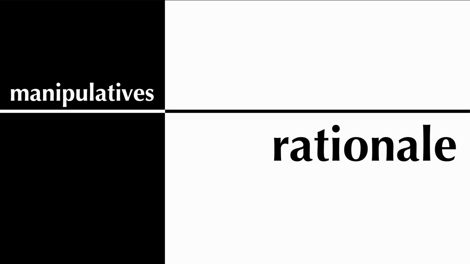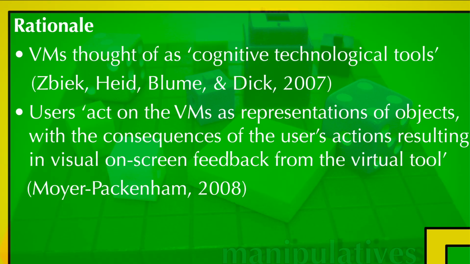Based on a couple of concepts that we already talked about, let's talk about the rationale for manipulatives. I talked a little bit about this in the definition. Virtual manipulatives are thought of as cognitive technological tools, so they help to develop cognition through the manipulatives. Users, normally students as you'd guess, act on the virtual manipulatives as representations of objects, with the consequences of the user's actions resulting in visual on-screen feedback from the virtual tool.